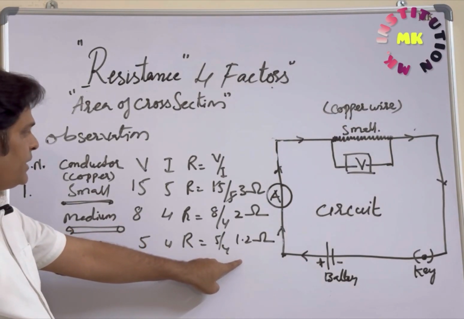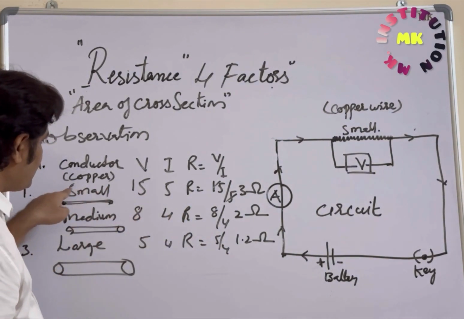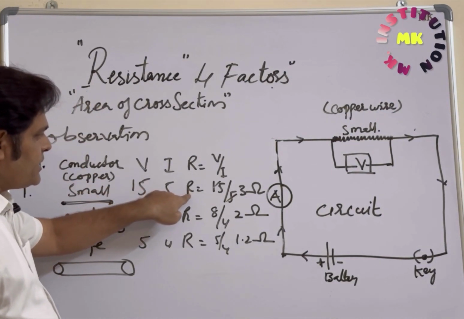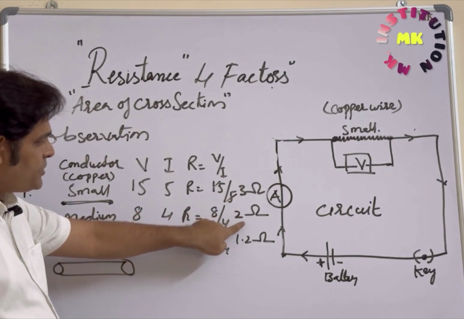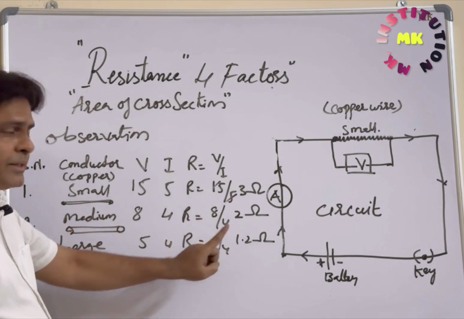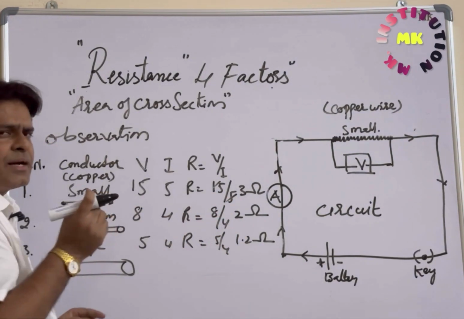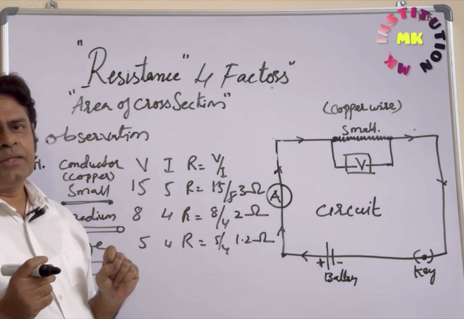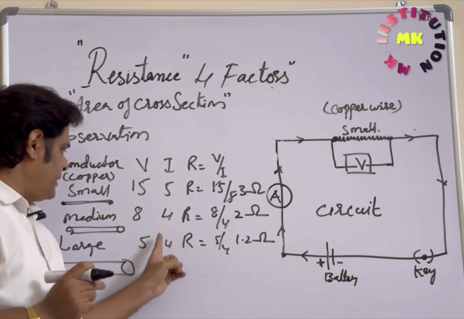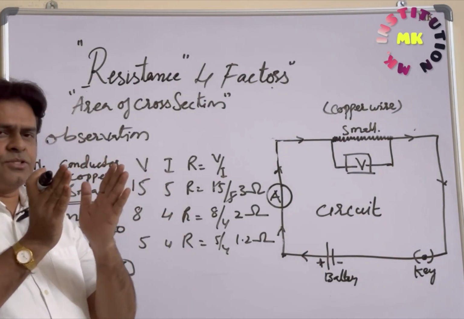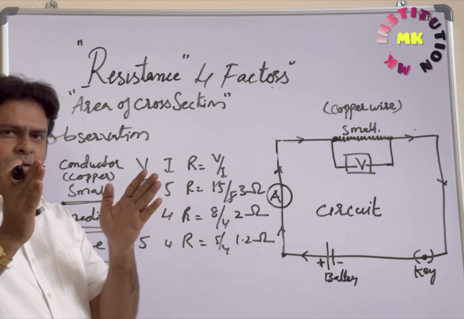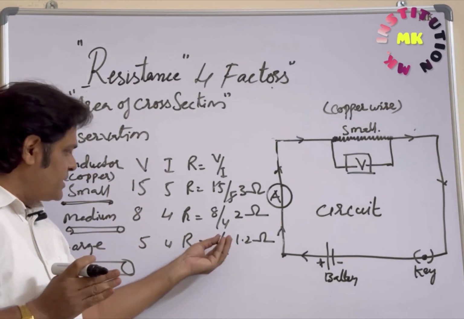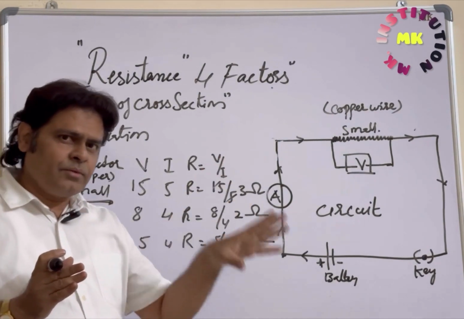Resistance decreases. See the resistance in the first case, where the copper wire area of cross section is very small, the resistance is 3 ohms. Like that 2 ohms, then 1.2. So what it indicates: if very thin wires are there, the resistance will be very high. But gradually, if the area of cross section of the copper wire increases, the resistance will be less. Clear? When the resistance is very less, flow of current will increase.